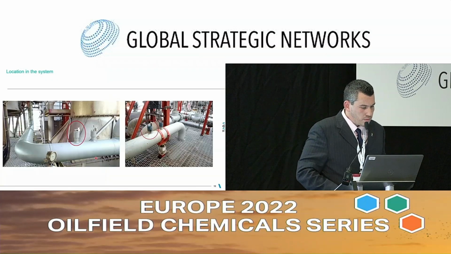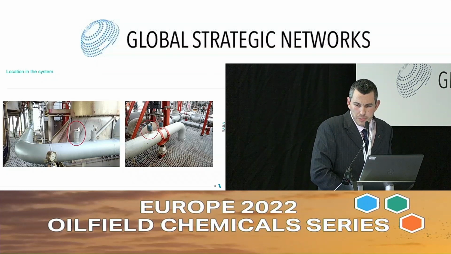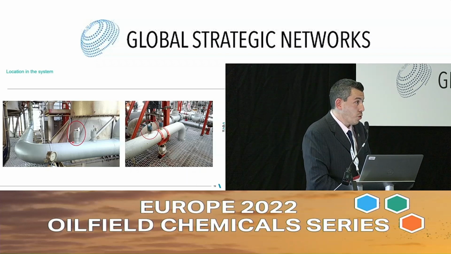Here, another couple of examples of how things should be done in a good way, keeping the distance between two elements. In both pictures, you see a combination of corrosion coupons and corrosion probes.